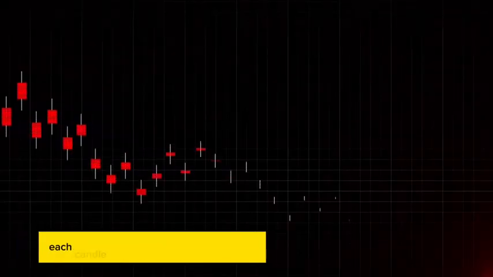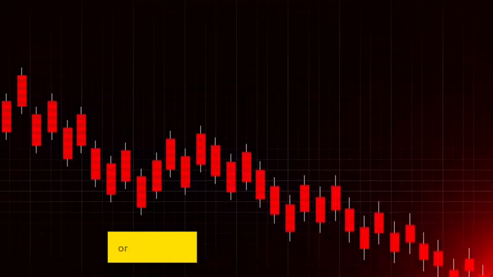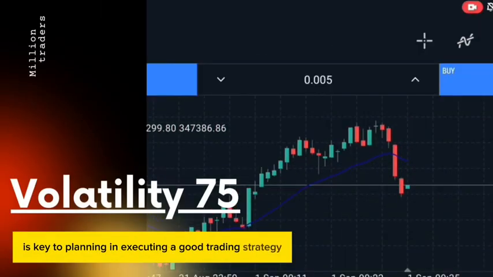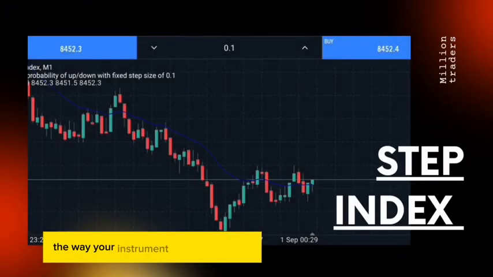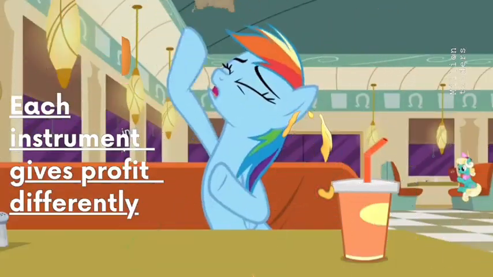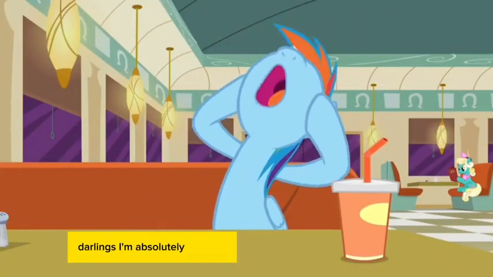Also, understanding the behavioral characteristics of each candlestick in their respective indices or instruments is key to planning and executing a good trading strategy. Without understanding the way your instrument of trade behaves, your strategy or trade is doomed to fail.